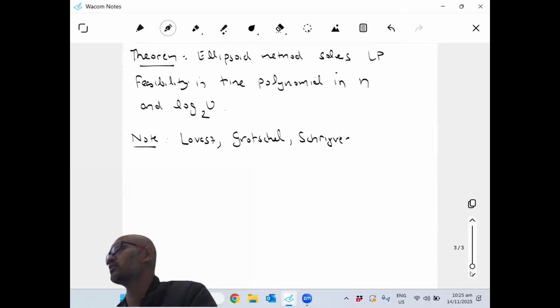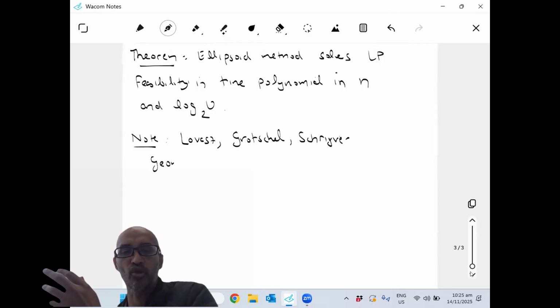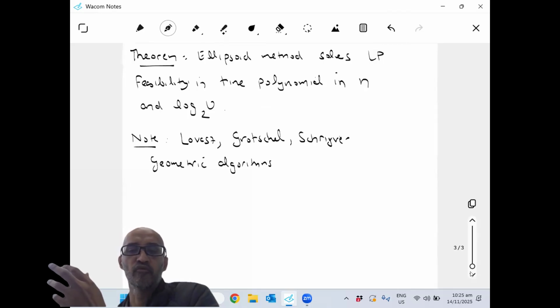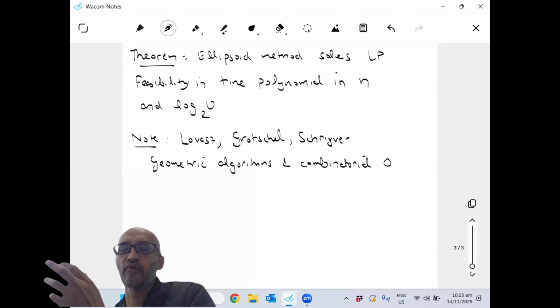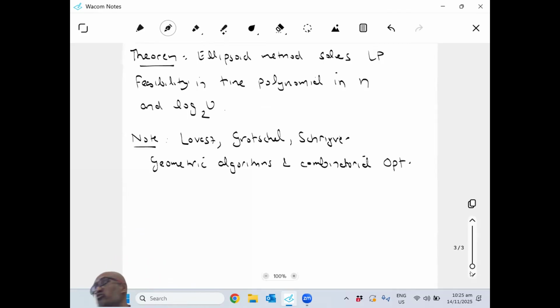This is sort of the classic. It's called Geometric Algorithms and Combinatorial Optimization. It's a fantastic book which will tell you all the details of the ellipsoid method. So if you ever use this later on in your research or you want to study more about this, it is the right reference to go to. It doesn't look at this only for linear programming, it looks at it for convex optimization. But this is the reference. Any questions about this before we proceed?